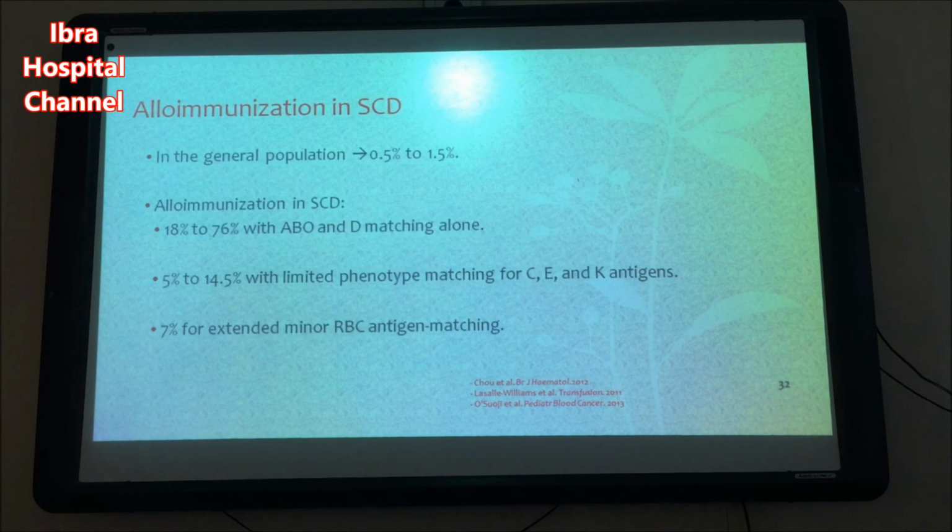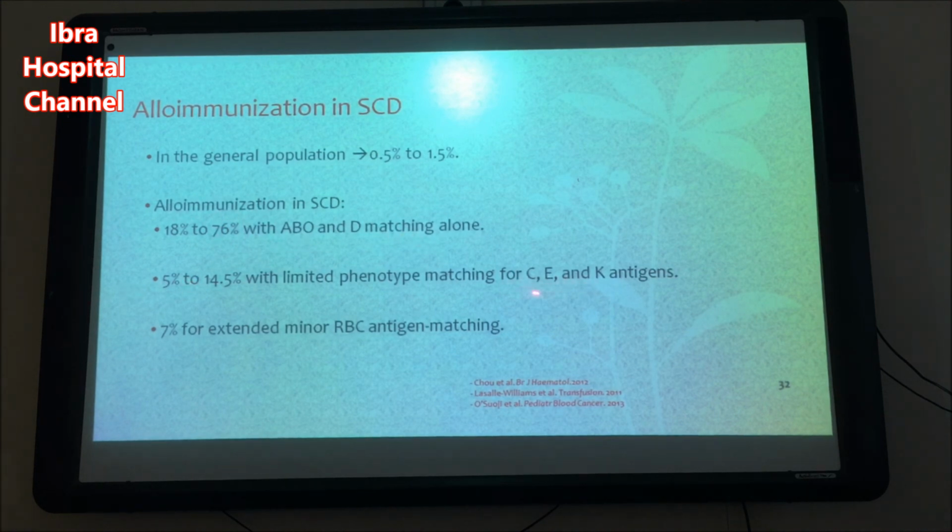So what I want to focus on here today, which has more relation to blood transfusion, is the risk of alloimmunization. Patients with sickle cell disease have higher risk of developing antibodies. In the general population, the risk is only like 0.5 to 1.5%, but with sickle cell patients, different studies report different rates, and it can be as high as 76%.